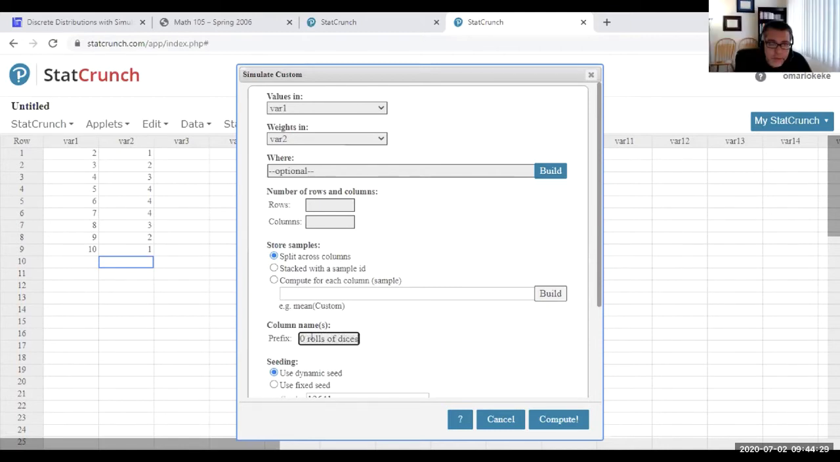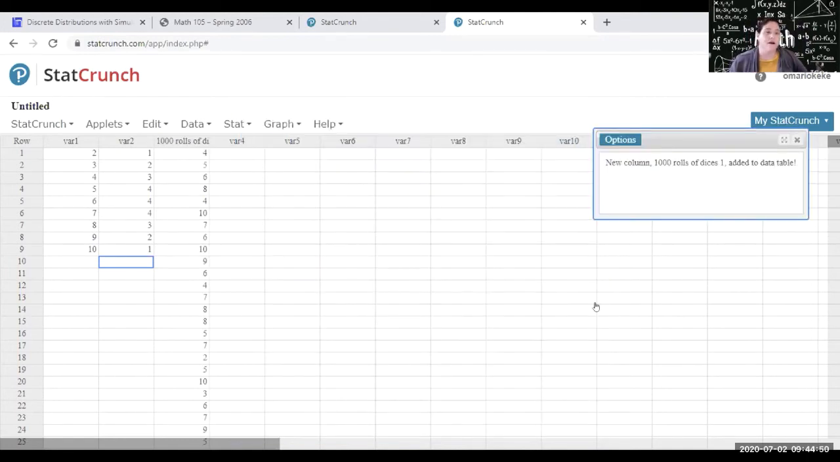And how many rolls are we doing? We're doing 1,000. Go to rows, 1,000, and columns 1. And then compute. It would have come up with an error for us and yelled at us. All right, you rolled a 4 first, but now you're going to go to graph, BJ.